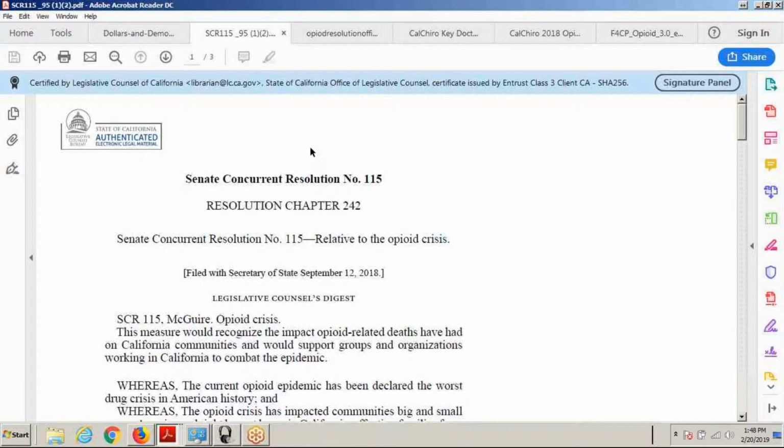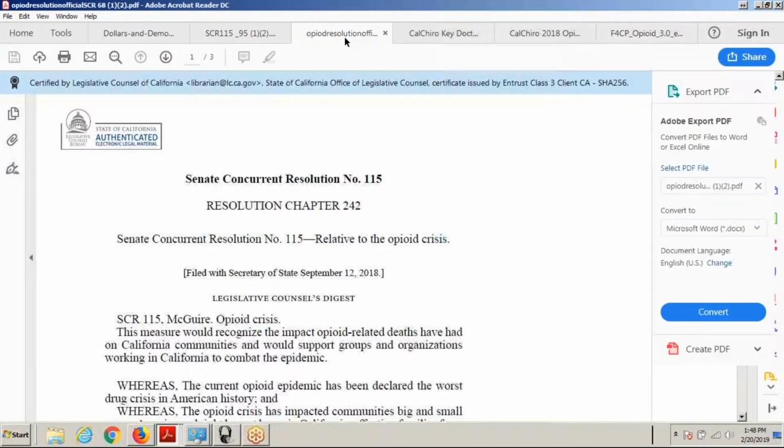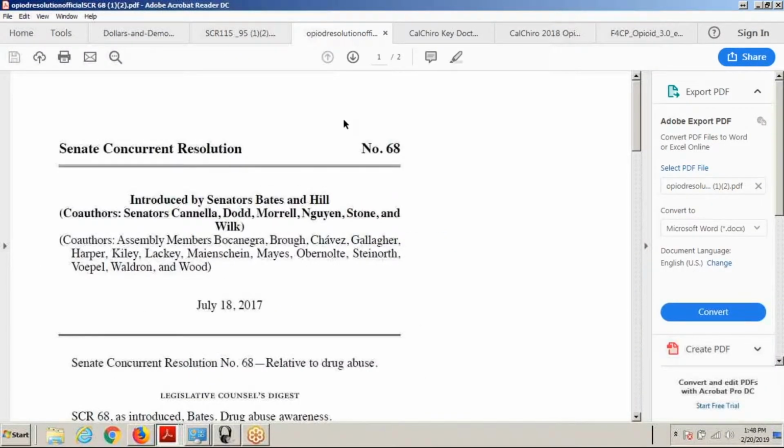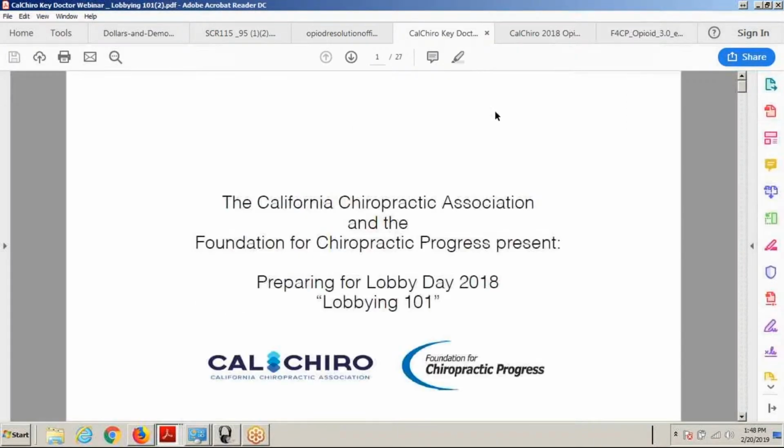Also, another resolution with regards to basically the next item that I have here up on my screen is the second resolution discussing the importance of the opioid issue and how it relates to just the general population at large. So take some time to review both of those resolutions just for your background. Now, last year on Legislative Day, we put together this document here that you'll see up on the screen now that is the Lobbying 101. So let's go through this just briefly.